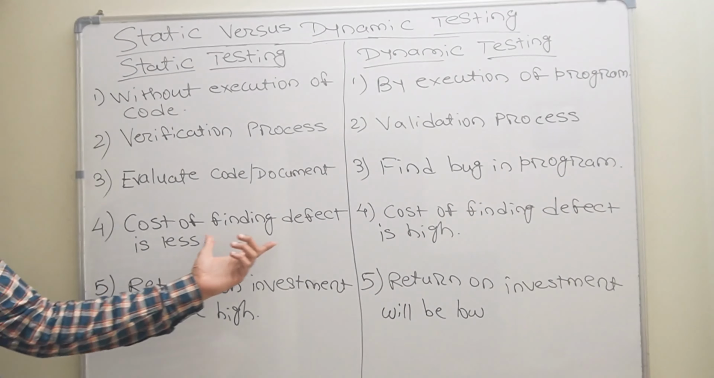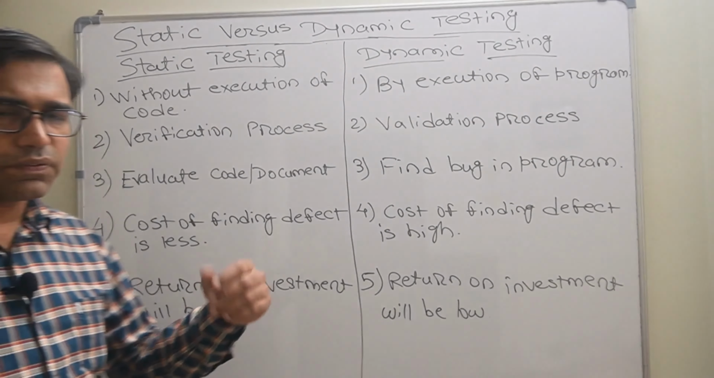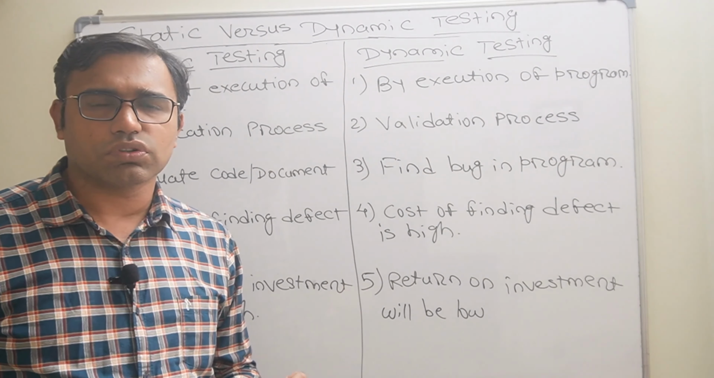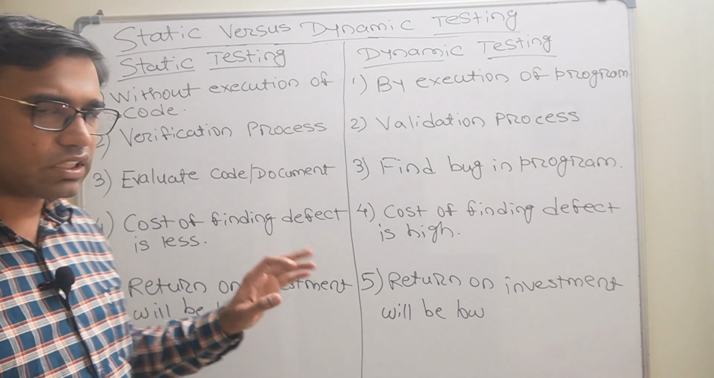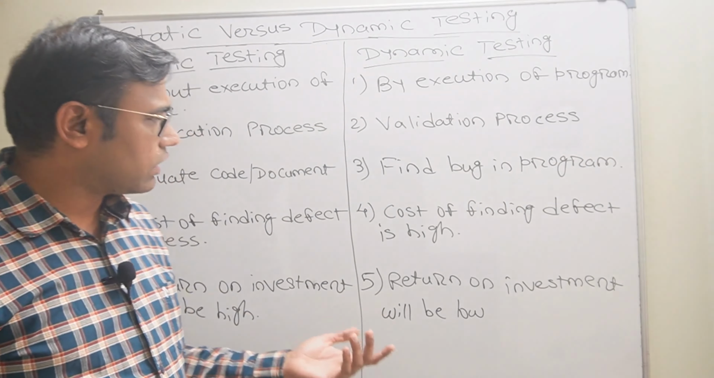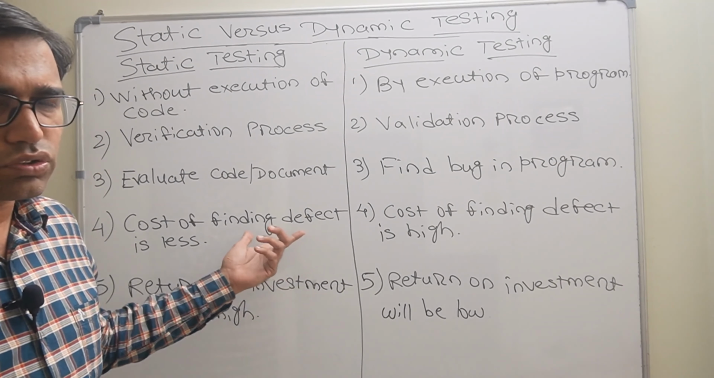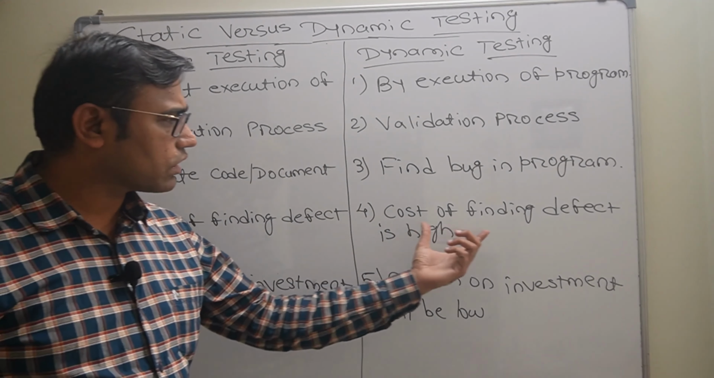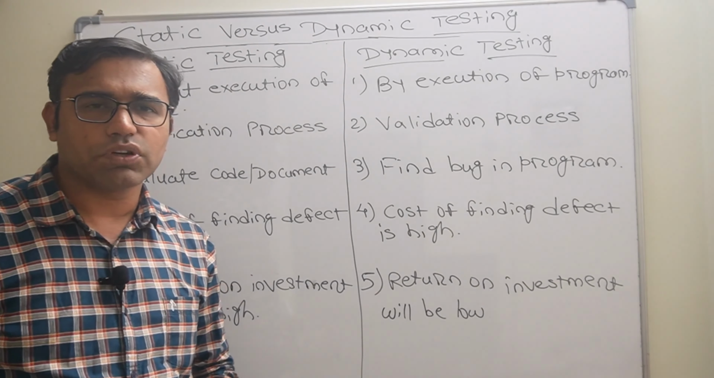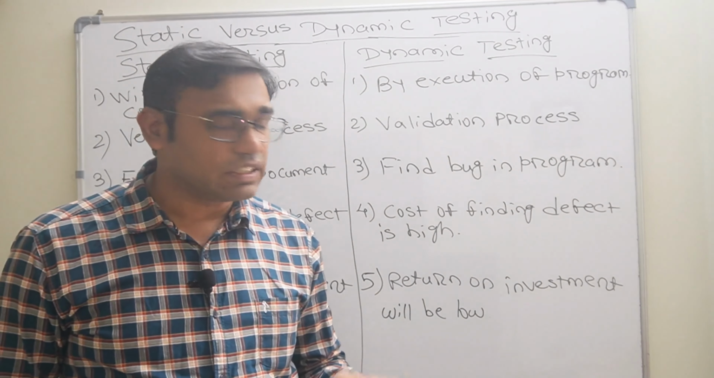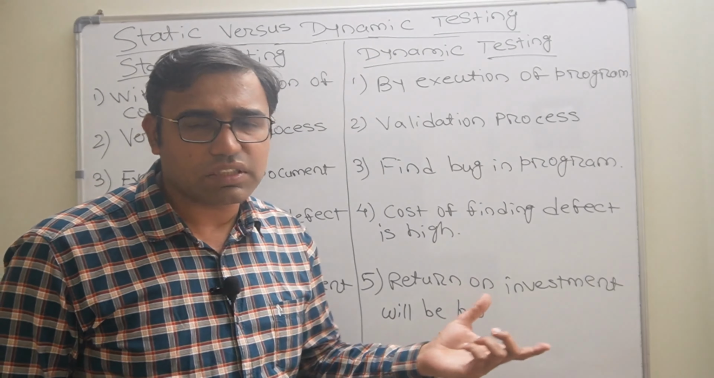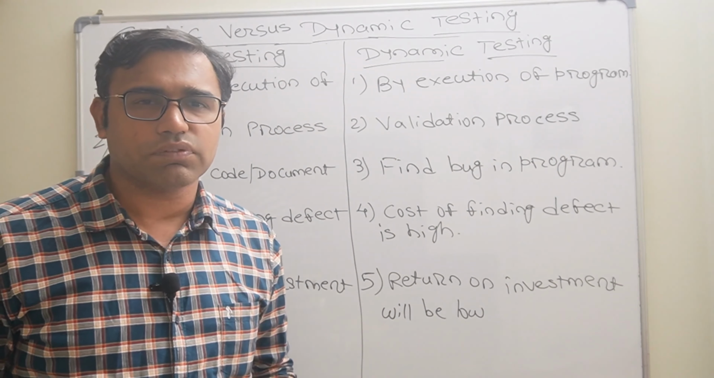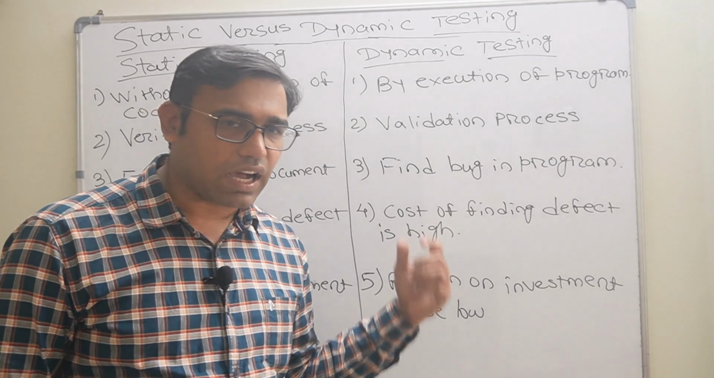So the cost of finding the defect is very less, since the defect is found at the early stage of the program. So in static testing, the cost of finding the defect is very less. Then and there itself, before execution of the program, the defect has been found. But in dynamic testing, the cost of finding the defect is high, because the program is executed and it is the logical error. Dynamic testing is finding the logical error, and you have to check the logic of the program. That's why the cost of finding the defect is high.